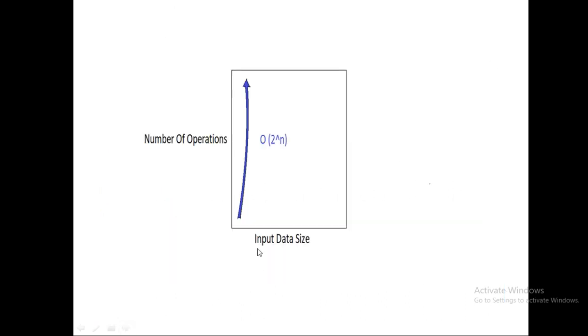So here I have a diagram. You can assume that this is a graph where this is the x-axis and this is the y-axis. This axis is dedicated to input data size, and this axis is dedicated to the number of operations. And by this particular curve you can understand the growth of exponential time complexity.